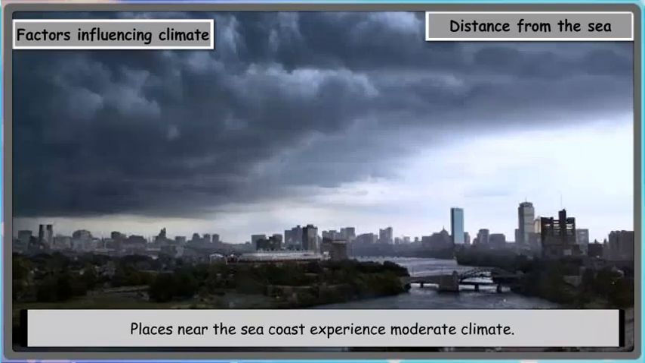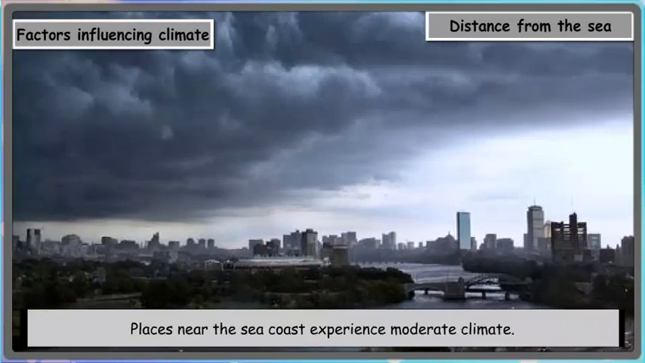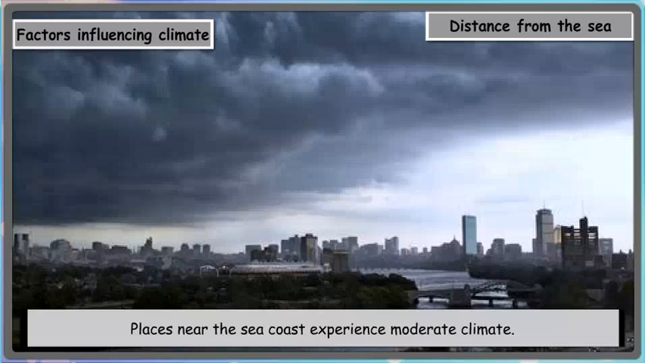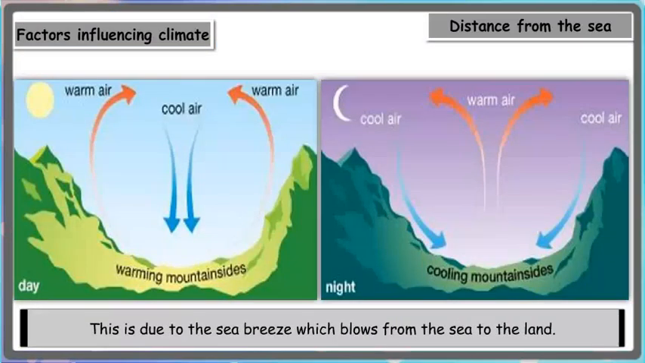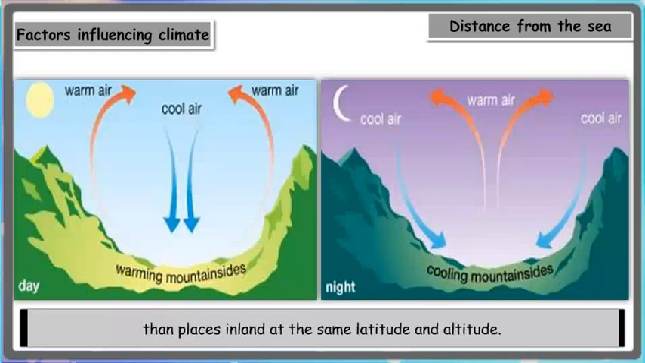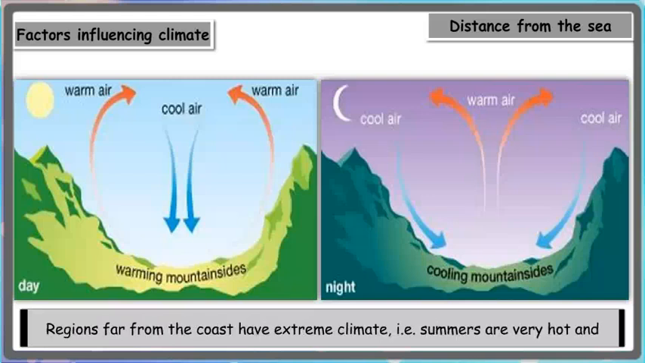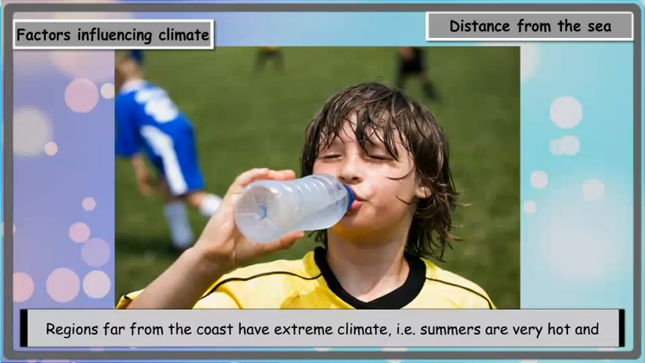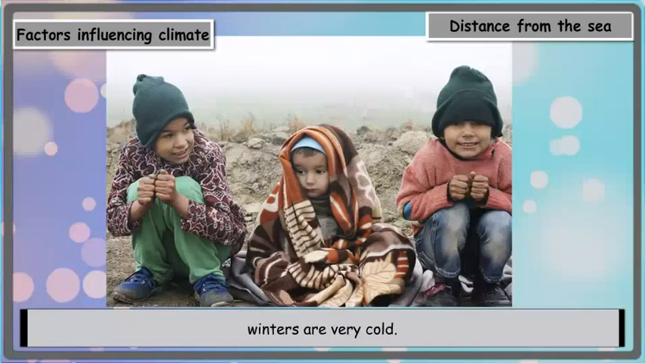Distance from the sea. Places near the sea coast experience a moderate climate. This is due to the sea breeze which blows from the sea to the land. This means that coastal locations tend to be cooler in summer and warmer in winter than places inland at the same latitude and altitude. Regions far from the coast have an extreme climate. That is, summers are very hot and winters are very cold.